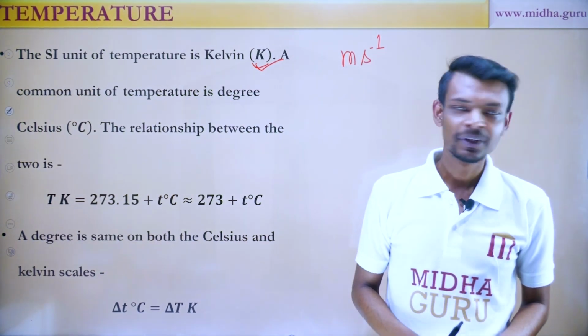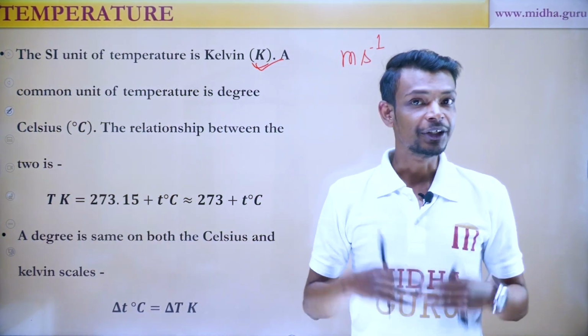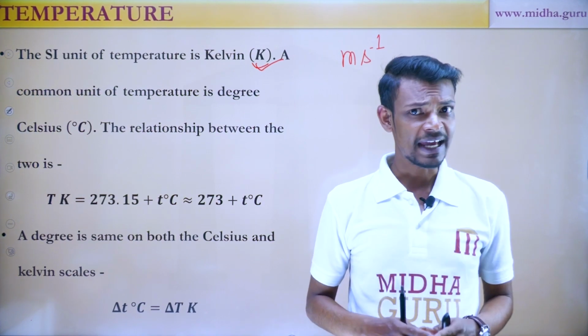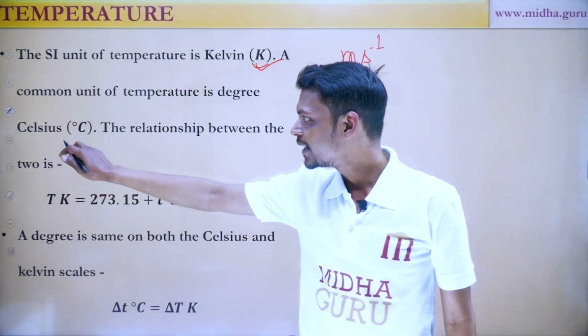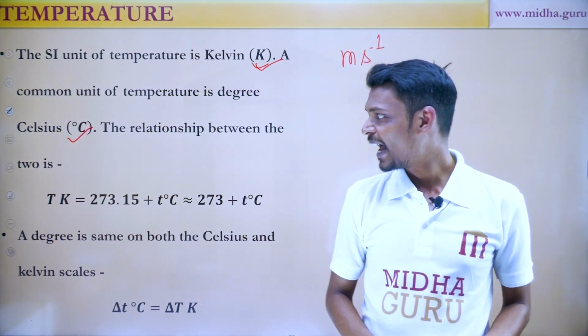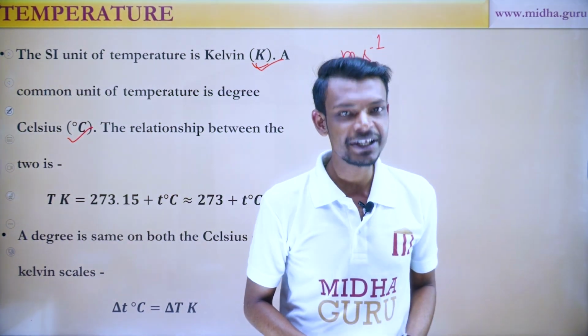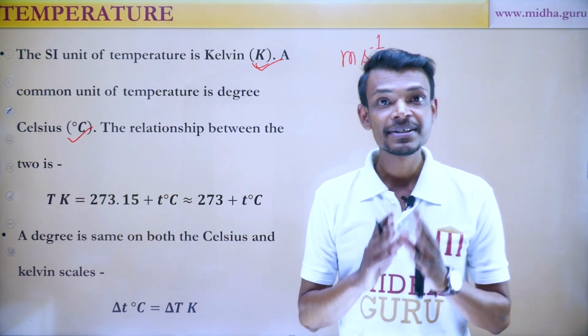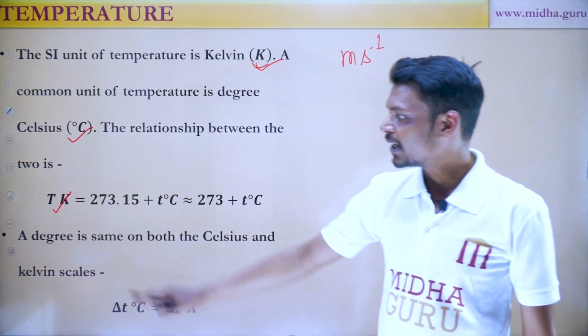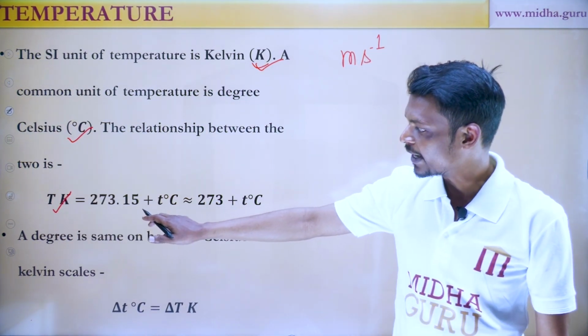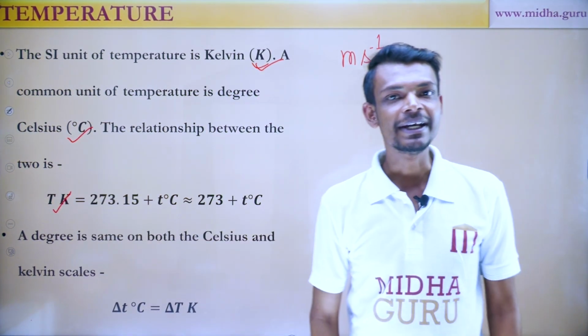Let us move forward. Now, Kelvin is not a common unit to measure temperature. In fact, in our daily lives, we never use Kelvin. So, a more common unit of temperature is degrees Celsius. And there is a direct relationship between degrees Celsius and Kelvin scale. And the relationship is temperature in Kelvin is nothing but 273.15 plus temperature in degrees Celsius.